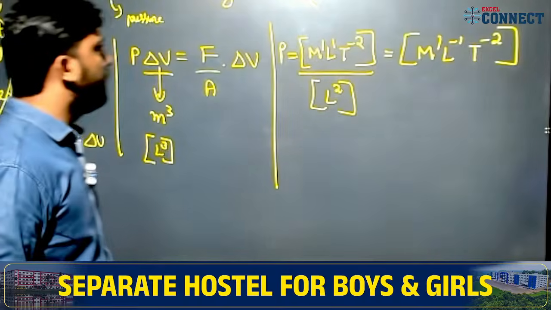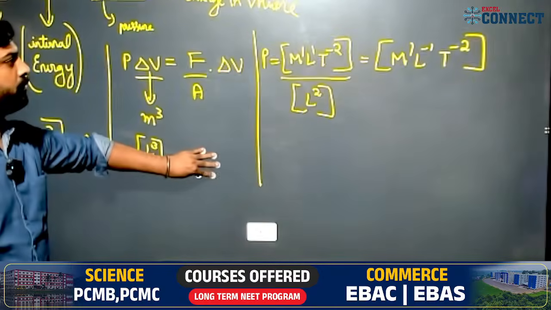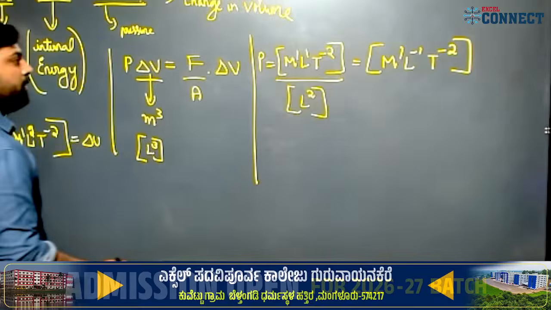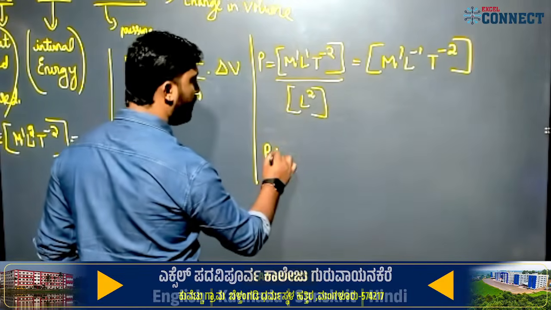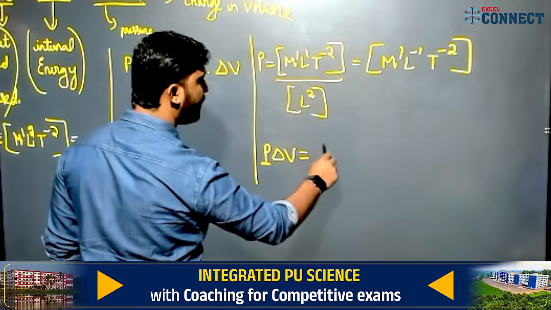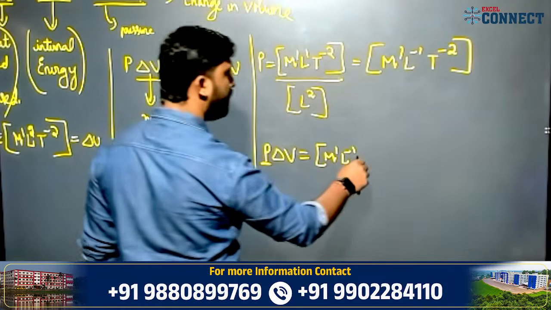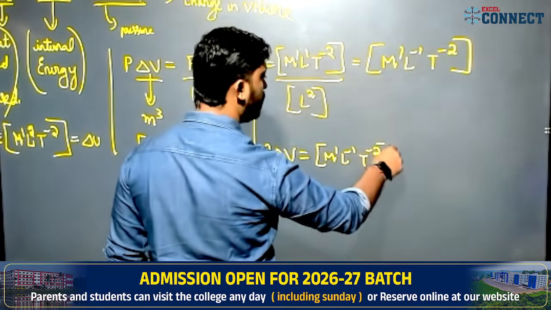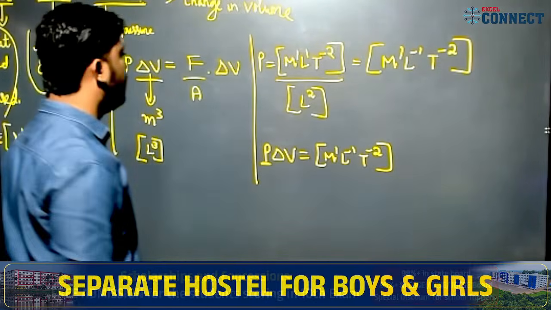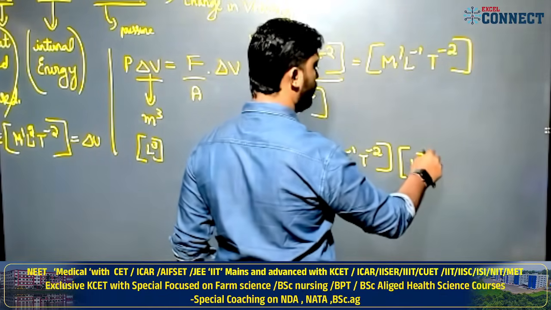Okay, right. Yes, we. What is the dimension of P delta V? We derived the dimension of P here, so what do we get? M1 L-1 T-2. Then what is delta V? Delta V, what is the dimension? L cube.